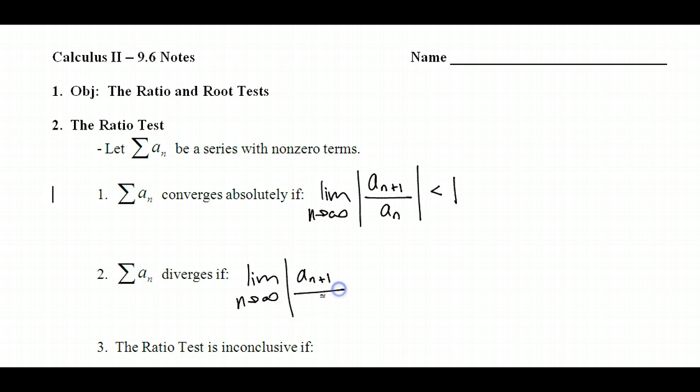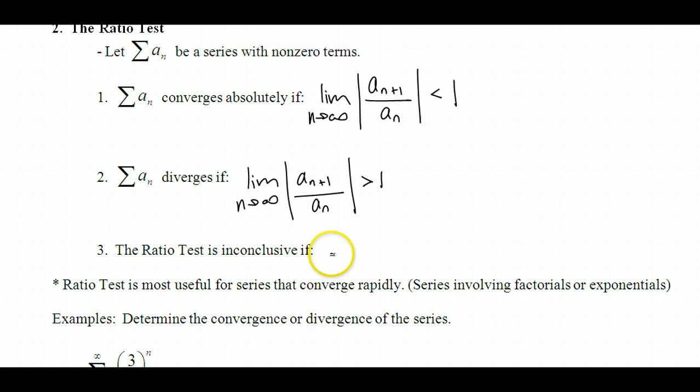It's the next term. Instead of dividing, I will end up multiplying by the reciprocal. And obviously here, if it's greater than 1, then it diverges. The ratio test is inconclusive if this limit equals 1, meaning inconclusive in that you have to then use a different test. So the limit as n approaches infinity of a sub n plus 1, our next term, divided by our previous term, or multiplied by the reciprocal, if it equals 1, is inconclusive.